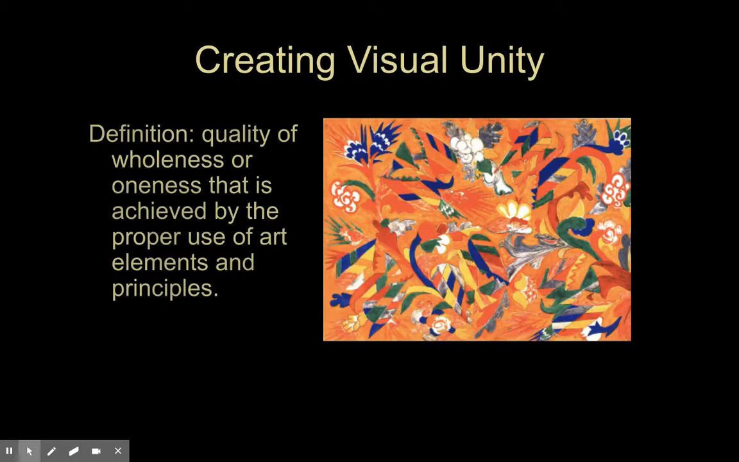So here's a definition for visual unity. Visual unity is the quality of wholeness or oneness that is achieved by the proper use of art elements and principles. So by using the pieces of art, the elements, and using the rules, which are the principles, you get the idea of a unified piece of art. And unified basically means a successful piece of art. There are a lot of things that can go wrong in creating a piece of art, and then you look at it and you're like, well, that doesn't quite fit. Well, when things do fit together, then you get an idea of what unity is.